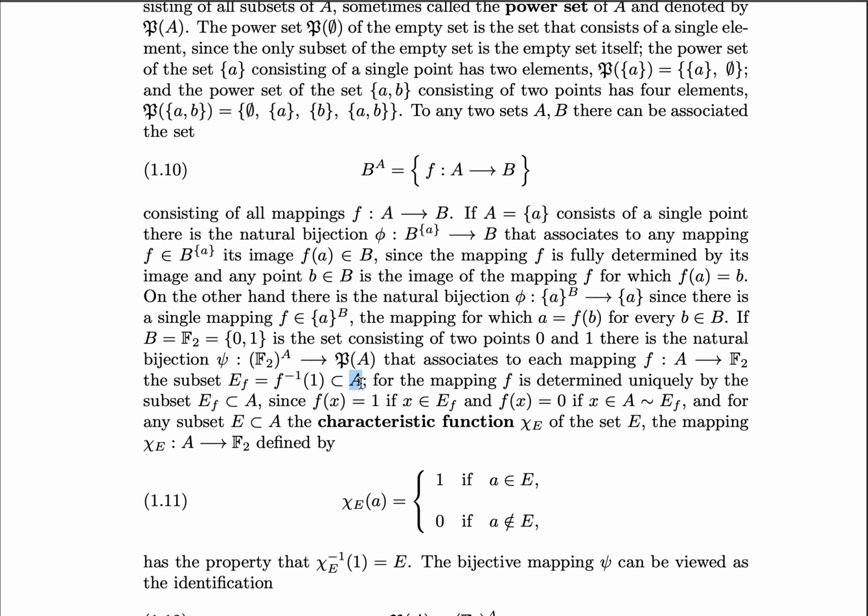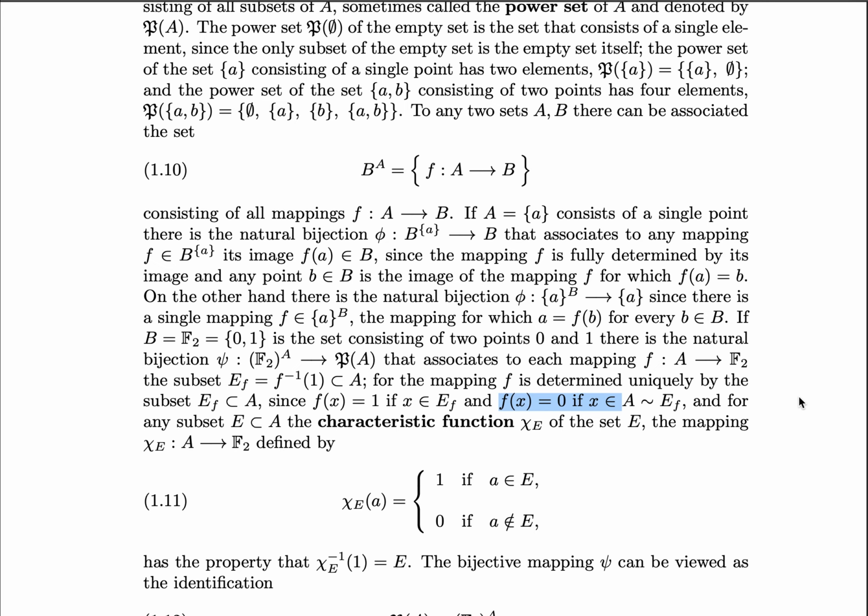This is because the mapping F is determined uniquely by the subset E sub F of A, since for any x in that set, f of x is equal to 1, and f of x equals 0 for every other element. One way of thinking about that is choose some elements within your set A that you will send to 1, and the rest of the elements will be sent to 0. This uniquely determines a map F.